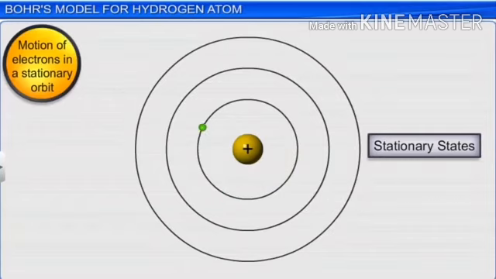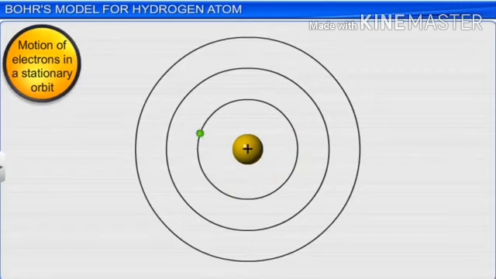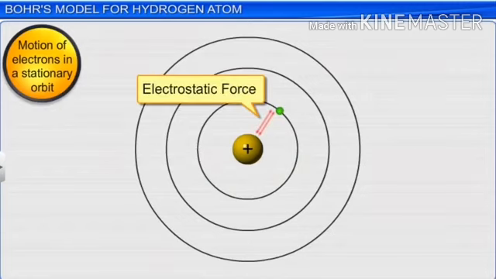Now, how do these electrons revolve only in the concentric circles known as orbits? It is because of the electrostatic force exerted by the nucleus on the electrons. Between the electrons and the nucleus, there is an electrostatic force which helps the electrons stay in the stationary orbit itself.